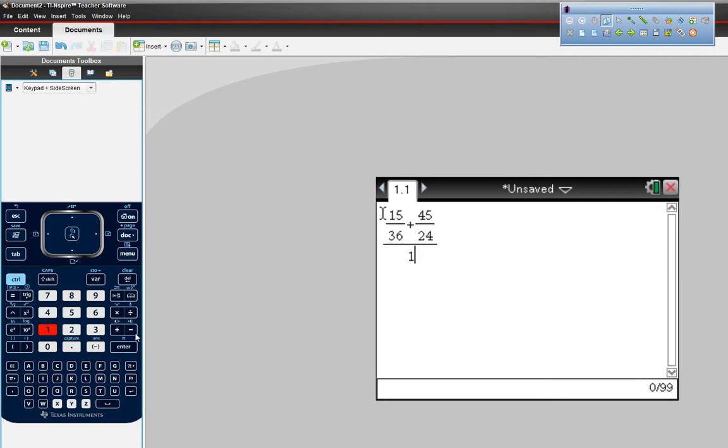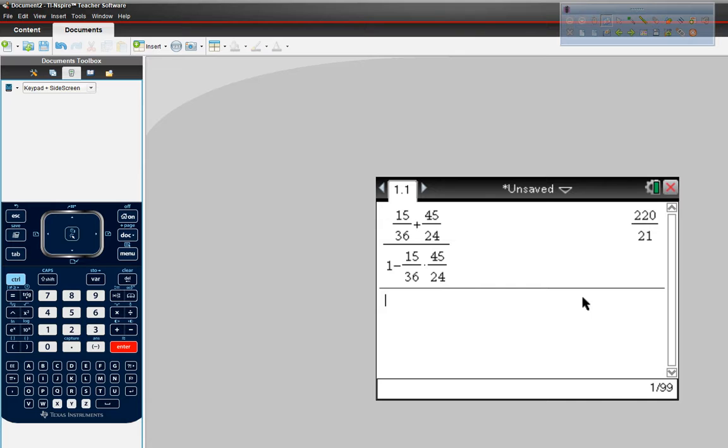And then that would be 1 minus Control Divide, 15 over 36, come over, times Control Divide, 45 over 24, and that gives me my answer of 220 over 21. So that would be the answer to that problem. All right, let's take a look at the next one.